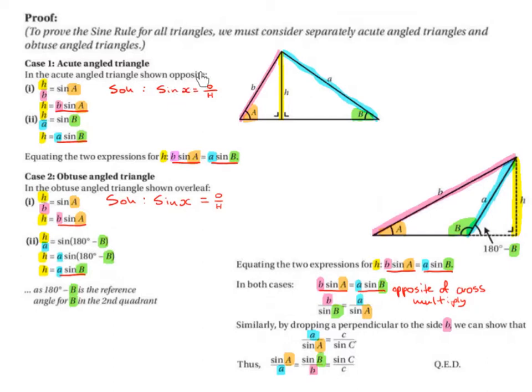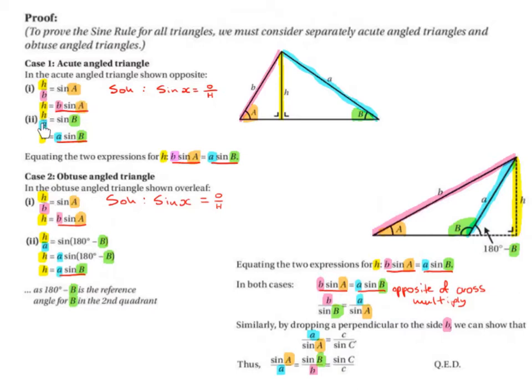So we know that sine of x is equal to opposite divided by hypotenuse. So sine of A is equal to the opposite, which is the height, over the hypotenuse, which is b. So that's where h over b equals sine A comes from. Now if we rearrange to get h on its own, we need to multiply across by b. So we get h is equal to b sine of A.